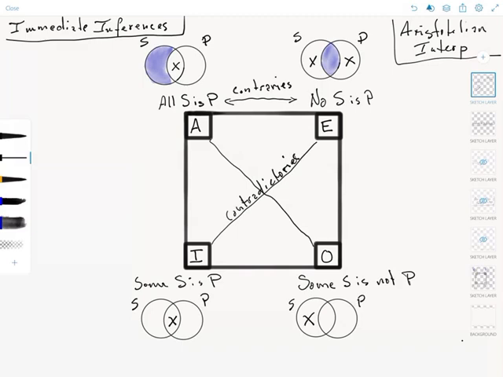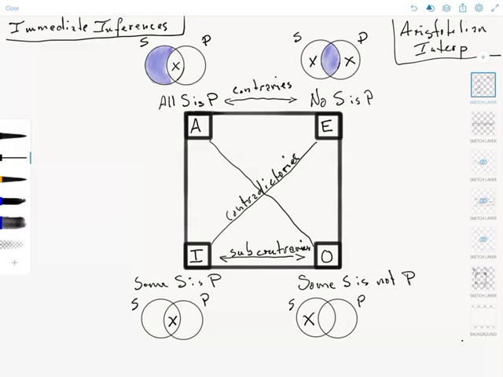Now, down here across the bottom, you might suspect that we have a similar kind of oddity. And in fact, we do. We call this subcontraries because the relationship is slightly different for subcontraries.